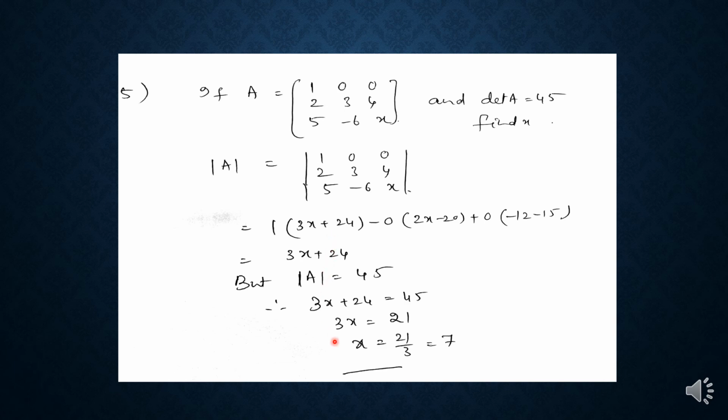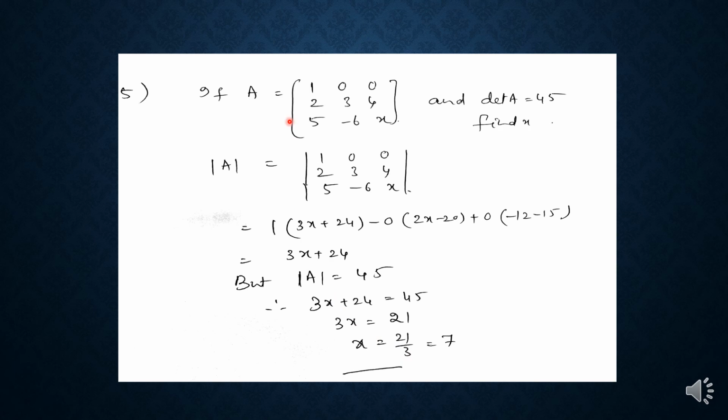But given that det A is equal to 45, and we got 3x plus 24 as the determinant value. So det A is equal to 45 means 3x plus 24 is equal to 45. Then 3x is equal to 45 minus 24, that is 3x is equal to 21. x is equal to 21 by 3, that is equal to 7. So x is equal to 7.